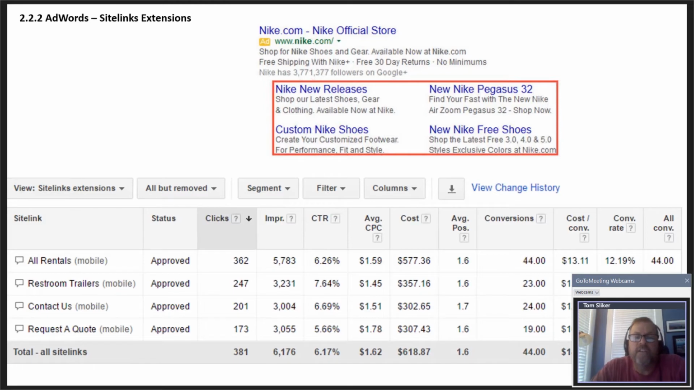All right, there's something called site links. A site link extension is where they're linking to specific pages on your website, and these are examples of those site links. They're actually links. Again, Google will decide when it's appropriate to show these, and they get a very good number of click-throughs as well.